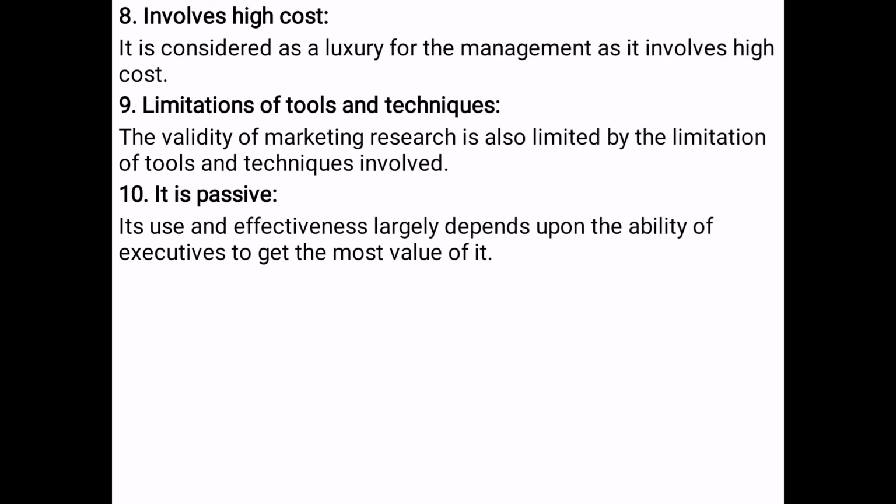It involves high cost definitely for making the research activity, marketing research. It requires a huge amount of finance. Limitations of tools and techniques. So the validity of marketing research is also limited by the limitations of tools and techniques involved. So if the company has utilized fewer tools for making the analysis of research, then in such case the viability of that research will be limited to that extent. And last, it is passive, means its use and effectiveness largely depend upon the ability of executives to get the most value out of it.